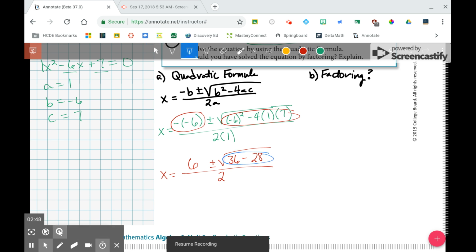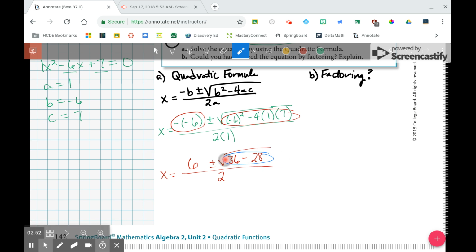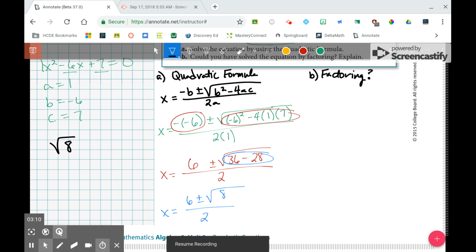So let's simplify more. Let's look again at what's underneath that square root. What is 36 minus 28? So we now have 6 plus or minus the square root. 36 minus 28 is an 8, all over 2. So let's look at that square root. Let's look at the square root of 8.